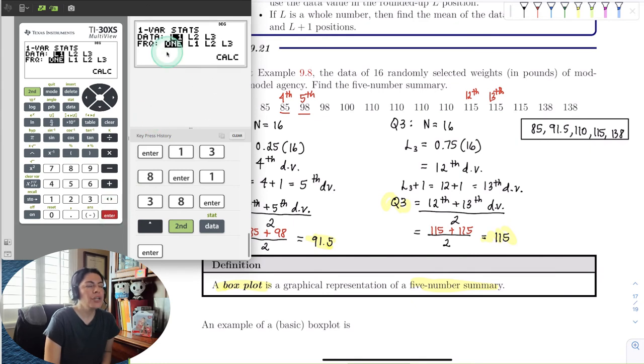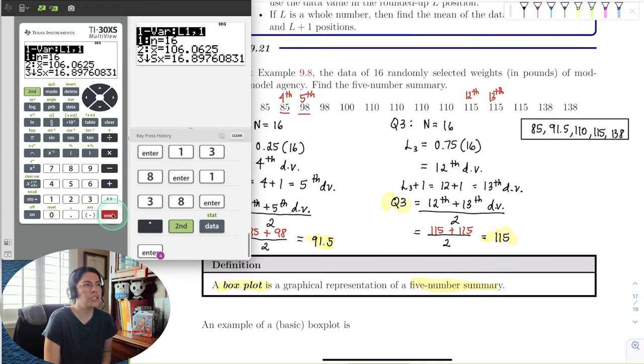Hit enter, and then it brings you to this new menu. It's asking you, well, where'd you put your data? You get to have three lists. Which one did you put the data in? Oh, list one, that's right. So I hit enter. For frequency, we'll put one because we don't have a frequency table. We just have a list. So just hit one and then hit calc. So enter. So you're just hitting enter.